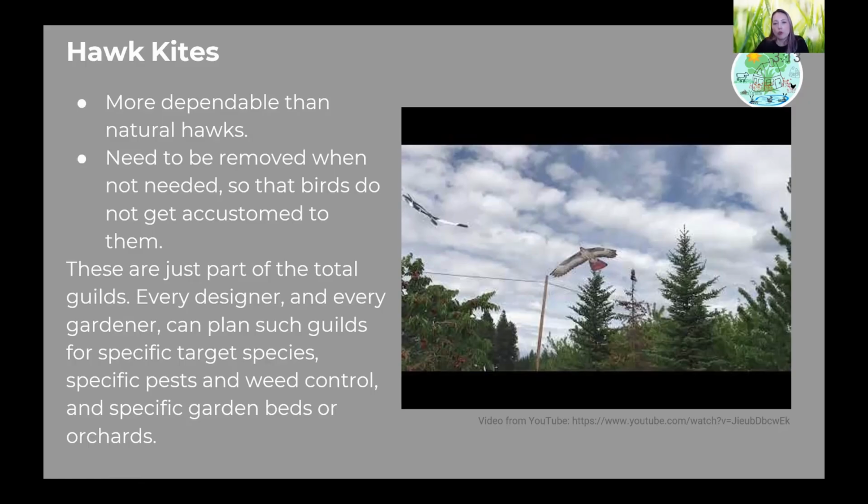You can suspend them over a berry crop or a sunflower field, anywhere where you want to mitigate flock bird predators. They are most effective when used sparingly. You don't want to leave them out for long periods of time because your target species that they are supposed to be deterring will become acclimated to them, and then the hawk kite or the little drone or model airplane is not going to be as effective of a tool.